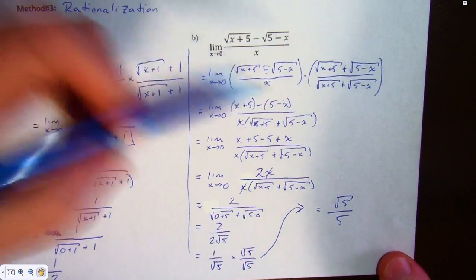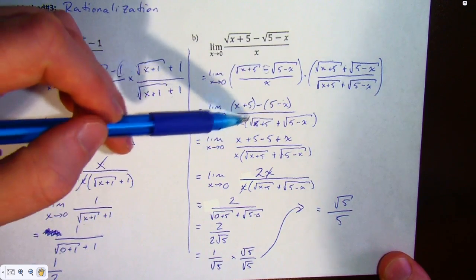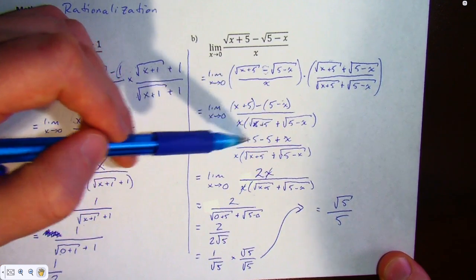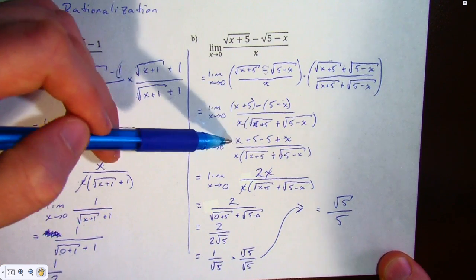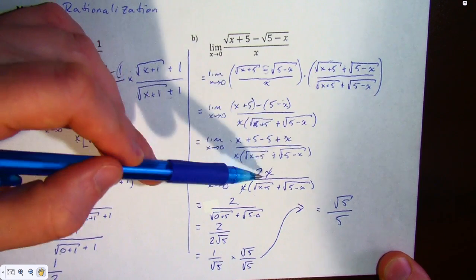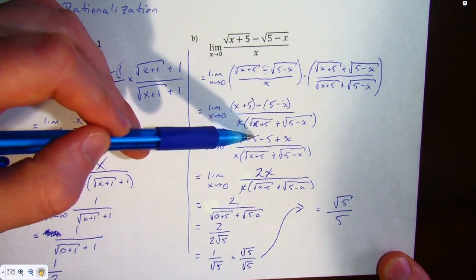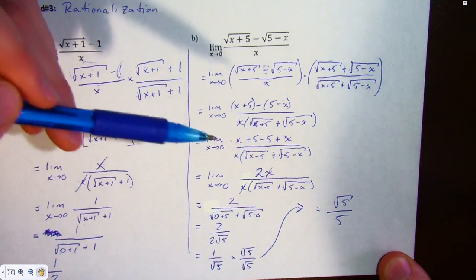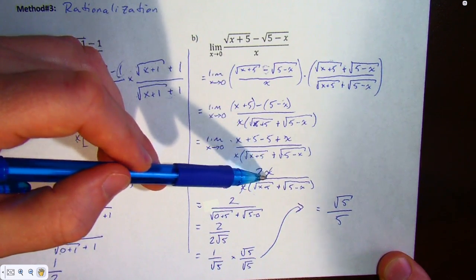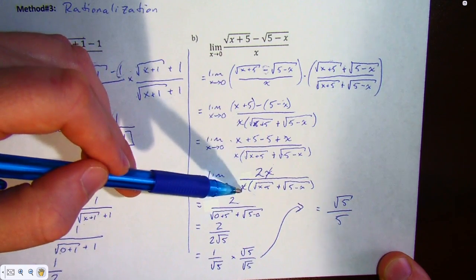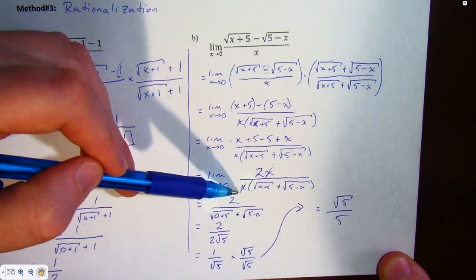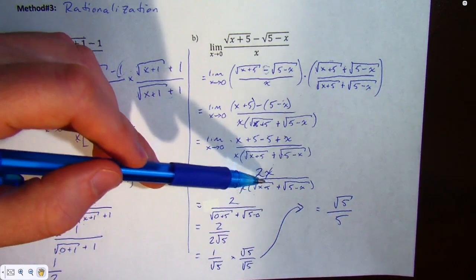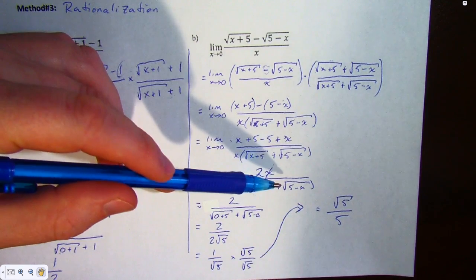So anyway, the bottom, nothing's really happened with the bottom. Just make sure you've got your brackets there. And once we collect the like terms up on the top, so we had x plus x gave us 2x, and then we had 5 minus 5, which gave us 0, so we were just left with 2x on top. Okay? And then we were able to say, well, we got an x on top, we got an x on bottom, so those will cancel out nicely. And we're just left with 2 over root x plus 5 plus root 5 minus x.